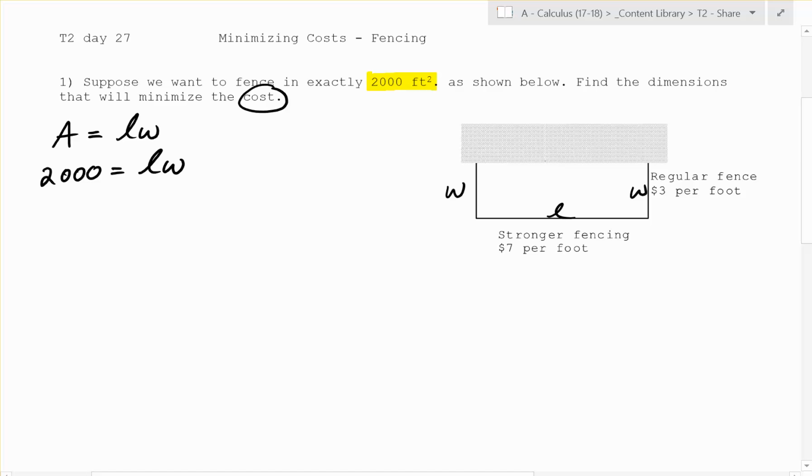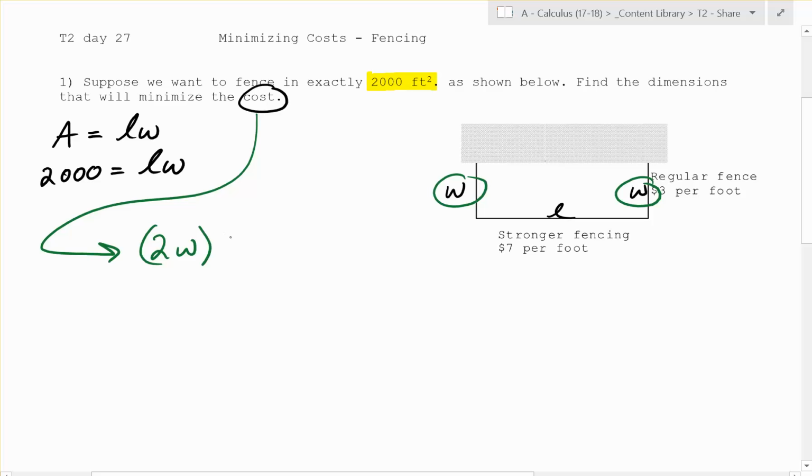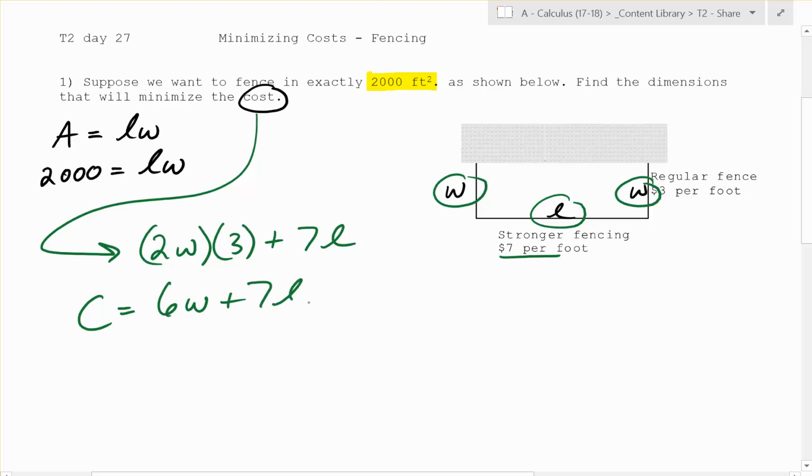So if we're minimizing cost, we need an equation for cost. Well, how much of the fencing that costs $3 per foot do we have? Well, we have 2W of that. So that's the cost of the fencing that's $3 per foot. And what are we adding to it? We're adding to it L feet of $7 per foot. So that's 7 times L. So that tells us that the cost of the fencing will be 6W plus 7L.